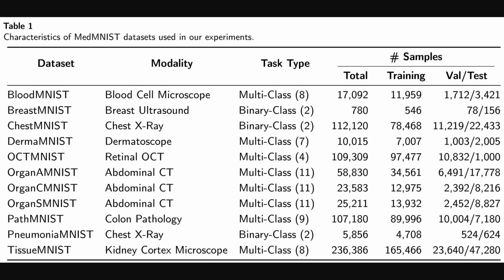Alright, so to really put their method to the test, the authors used a wide range of data. This table details the 11 MedMNIST datasets from their experiments. As you can see, these cover many different imaging modalities, like blood cell microscope, chest X-ray, and abdominal CT scans. The classification tasks also range from simple binary choices to complex multi-class problems. And the total number of samples is huge, providing plenty of unlabeled data for their semi-supervised approach to leverage.